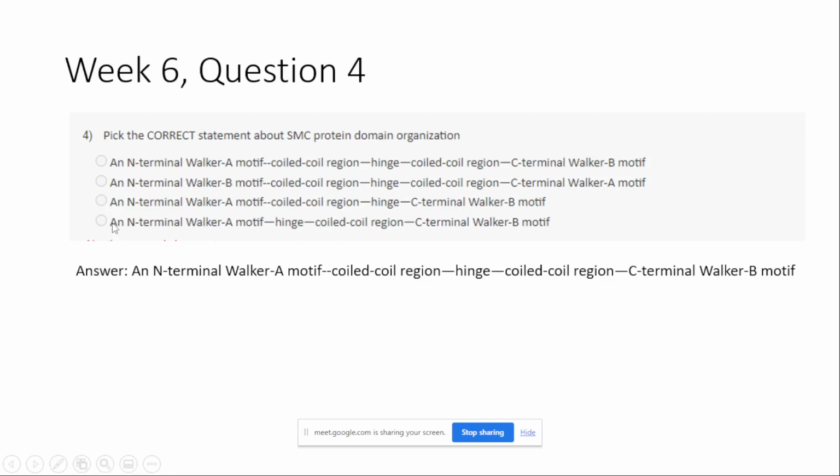Option D, N-terminal Walker A motif, hinge, coil region, C-terminal Walker B motif. Again there is only one coil region, so this option is also not true. The true option is the first option: N-terminal Walker A, coil, hinge, again a coil, and C-terminal Walker B motif.